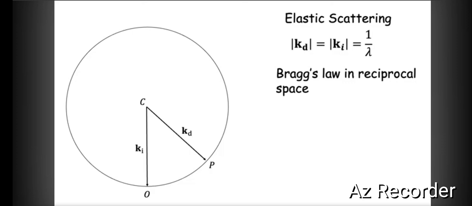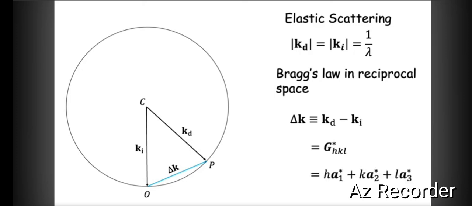For looking at Bragg's law in reciprocal space, we need to construct the difference of KD and KI, the scattering wave vector delta K, which is KD minus KI, shown in blue here, from O to P. Now, Bragg's law in reciprocal space states that this vector delta K has to be a reciprocal lattice vector G star HKL for some crystal lattice plane HKL, for some integers HKL, which means G star HKL is H A1 star plus K A2 star plus L A3 star, where A1 star, A2 star and A3 star are reciprocal basis vectors.